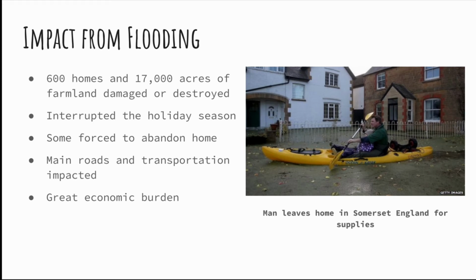Over 600 homes and approximately 17,000 acres of agricultural land were flooded. The bulk of the floodings and its related impact began around the Christmas season, interrupting the traditional holiday season for those in areas susceptible to flooding. Eventually, as supplies dwindled, many were first forced to leave their homes as the flooding remained persistent and left many practically stranded with no food, power, or perhaps even means of communication. Main roads were closed and certain train services ceased.